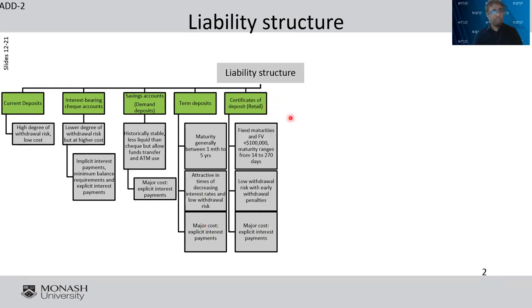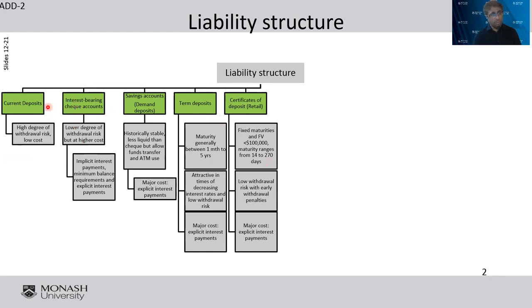Now we have the certificate of deposits. This is what they call retail. It's fixed maturity, and it's up to 100,000 future value, maturity from 14 to 270 days. There is a low withdrawal. As I told you, certificate of deposit, you issue it, and they can withdraw it only at maturity. So if you issue it for 270 days, they will only come to you after 270 days. There is no liquidity risk.